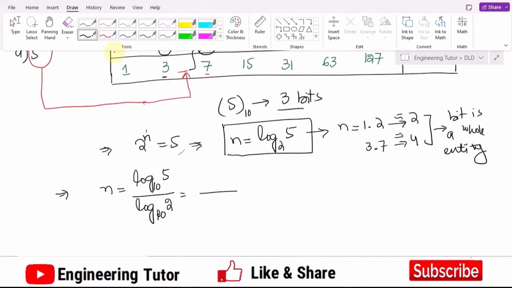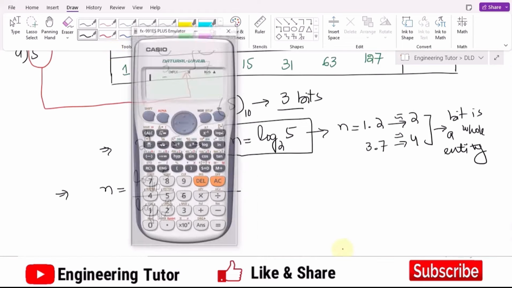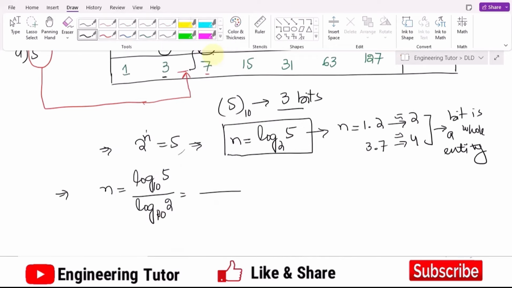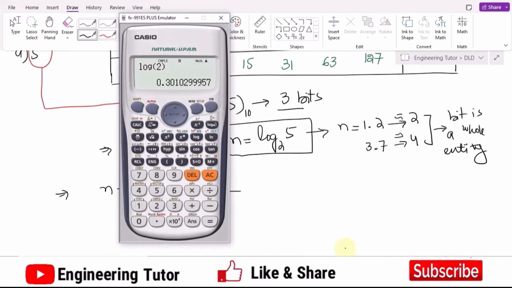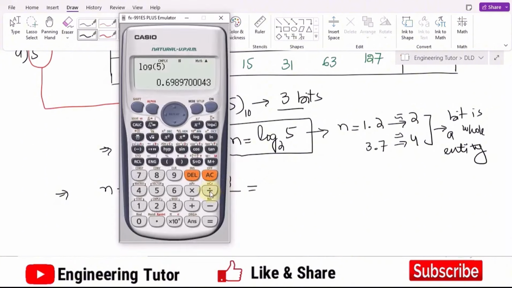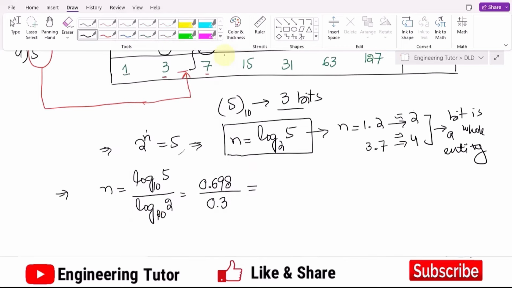Okay, so first of all let me calculate log 10 of 2. This is the default base 10 log. Here it will be 0.3. I have calculated it because it will be used here very seldom. And log 10 of 5 is how much? This is 0.698. Now dividing it by 0.3, what will I get? I will get 2.3 here.